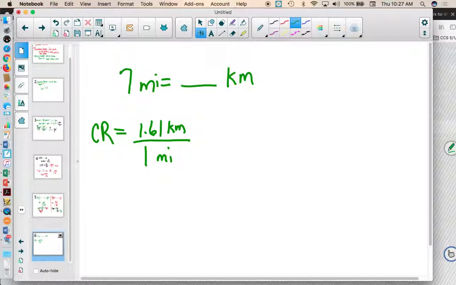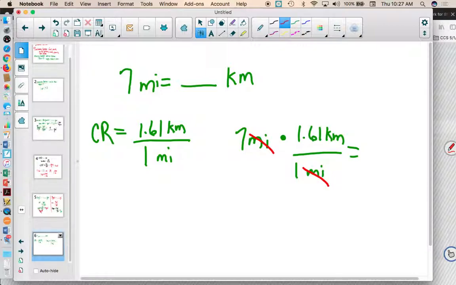Now, when I do that, 7 miles times 1.61 kilometers equals, the mile labels are going to cancel, do you agree? So what is 7 times 1.61? 11.27.